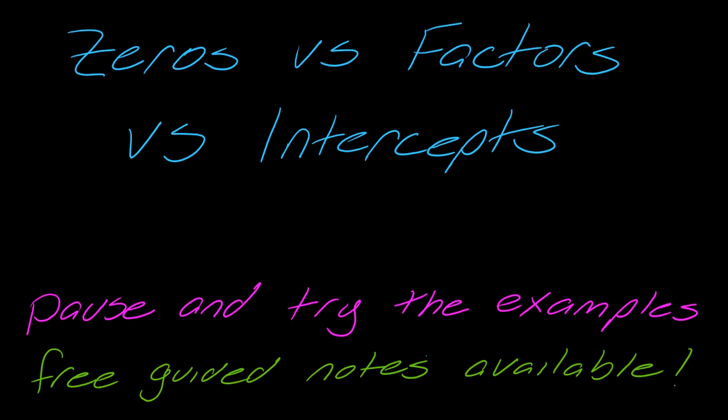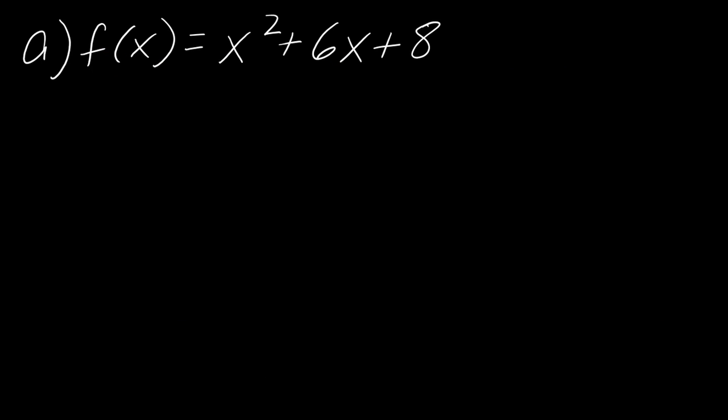So in this video, I want to talk about the difference between zeros, factors, and intercepts, x-intercepts specifically, because these are very similar ideas, and it's pretty common that you'll be asked to list the factors versus list the zeros. I've found sometimes students just aren't sure what the difference is. So I wanted to make a quick video to discuss that.